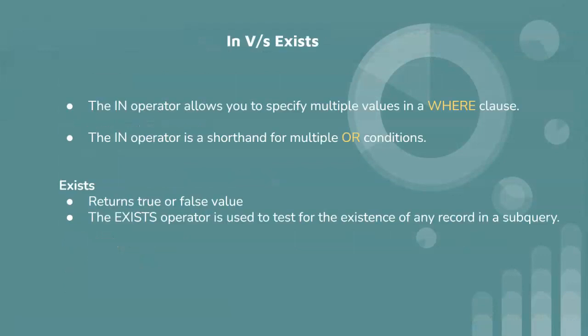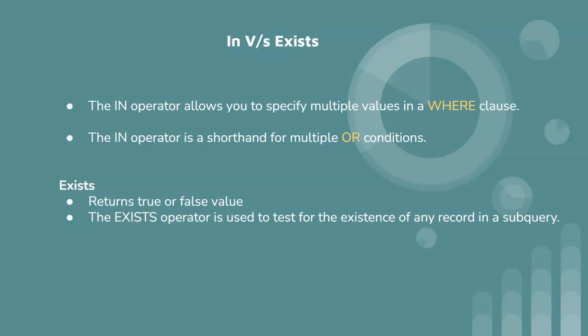Let's understand the difference between IN and EXISTS. Now we use the IN operator with the WHERE clause. Suppose we need to get a query where we want to have multiple OR conditions, like the city in Bangalore, Mumbai, Chennai, Hyderabad. So instead of writing OR all the time, we can use IN. It is a shorthand of OR. And EXISTS, on the other hand, returns a true or false value. The EXISTS operator is used to test the existence of any record in the subquery.